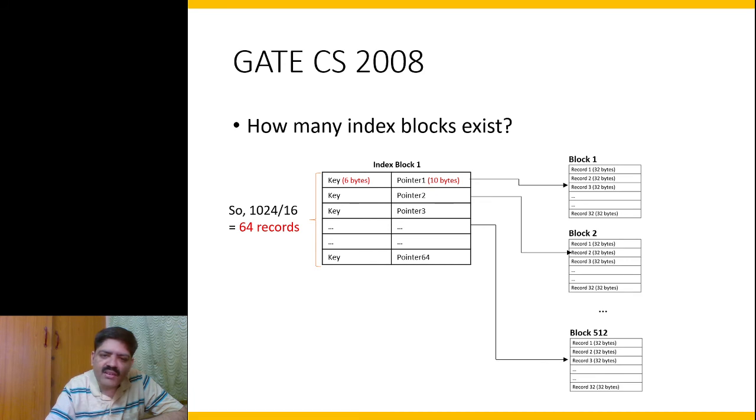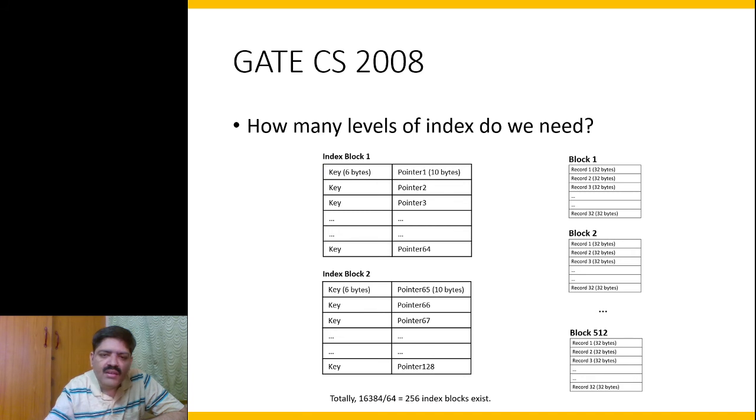So I'll have 64 records possible here. My index records, there are 64 index records in each block, and 32 records in each data block. Please keep this in mind. So I have key 1, key 2, key 3 up to key 64 and pointer 1, pointer 2 up to pointer 64 in one index block, and then so on in others. I'll need so many index blocks. But how many exactly do I need?